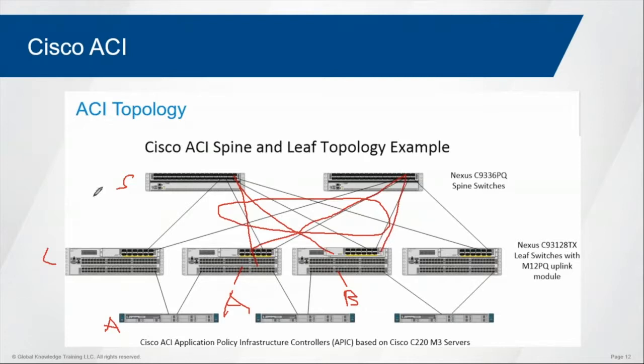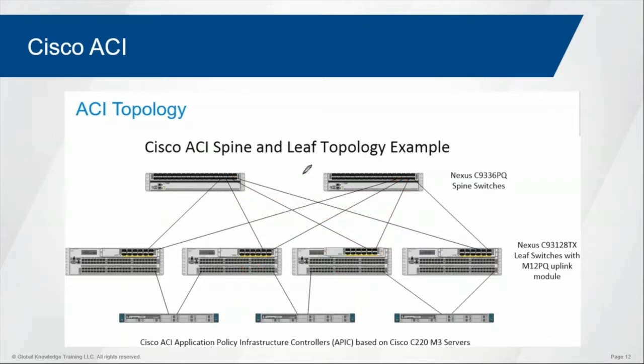So in ACI, which way do we go? If you notice the symmetry of the spine and leaf topology, which is always done with ACI, that symmetry lets us do equal cost multipathing. You go always, all the time.